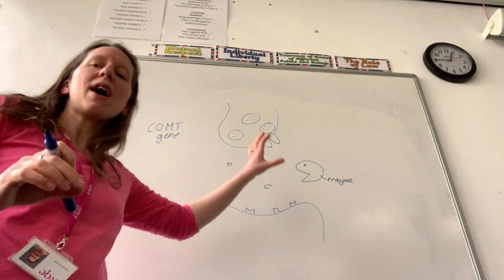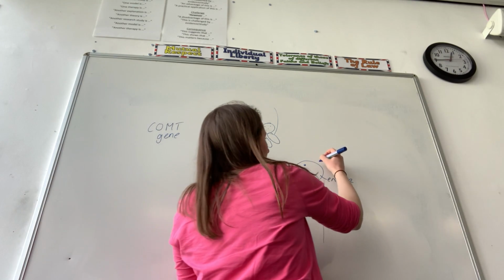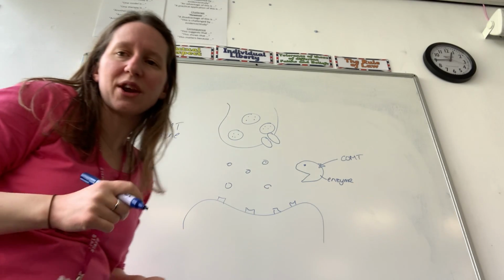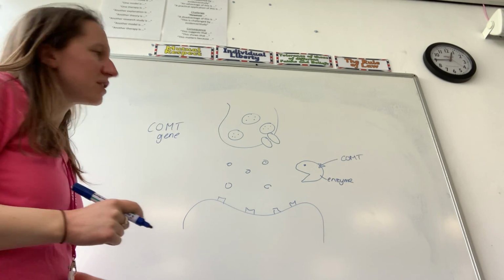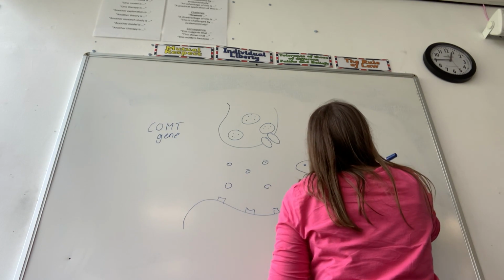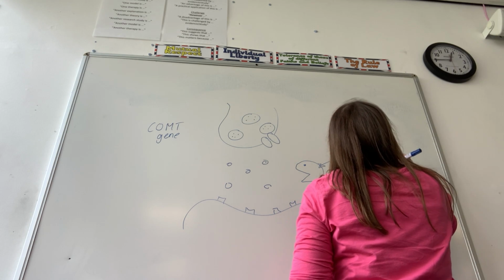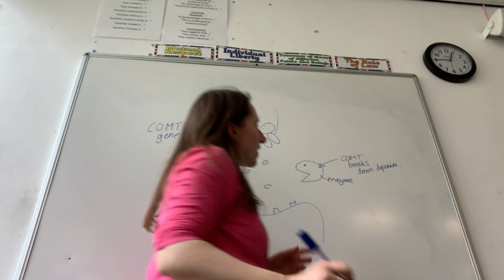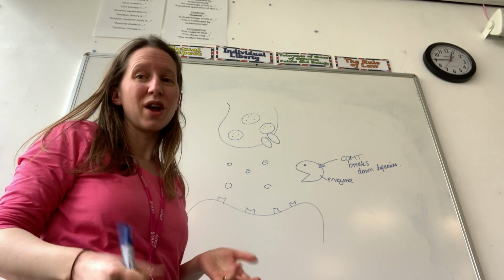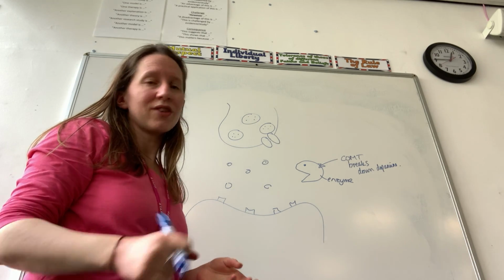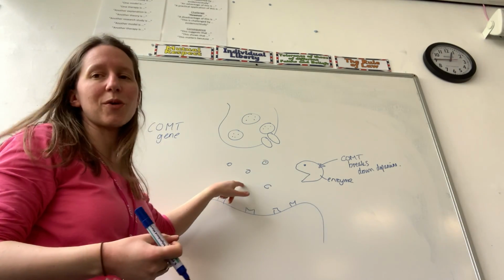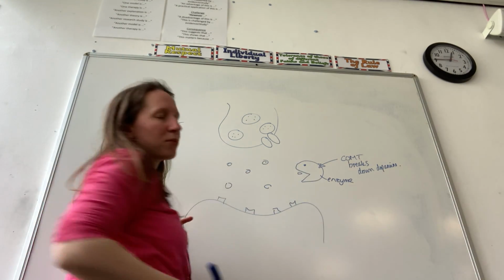So one of the enzymes that we have is called COMT, C-O-M-T. And what that does is it breaks down dopamine in our synapses. Okay, and the COMT is produced or coded for by a COMT gene. So the COMT is the actual enzyme in the synapse that breaks down the dopamine. So it eats it up and destroys it and breaks it down.